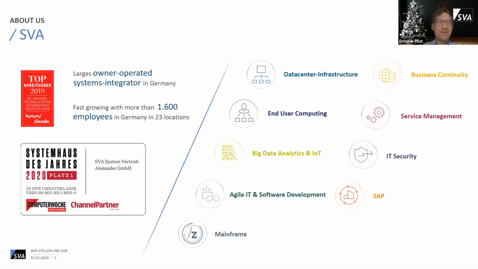Who is SVA? We are the largest owner-operated systems integrator in Germany, with over 1,600 employees all over Germany. And out of these 1,600 people, more than 1,000 are technical consultants who integrate systems. What does that mean? We take vendor products like HiveMQ, like Splunk, and many other vendor products, and put them together into IT solutions for companies out there and integrate them into their business processes. And we do that in many solution areas, from data center over end user computing to IT security.